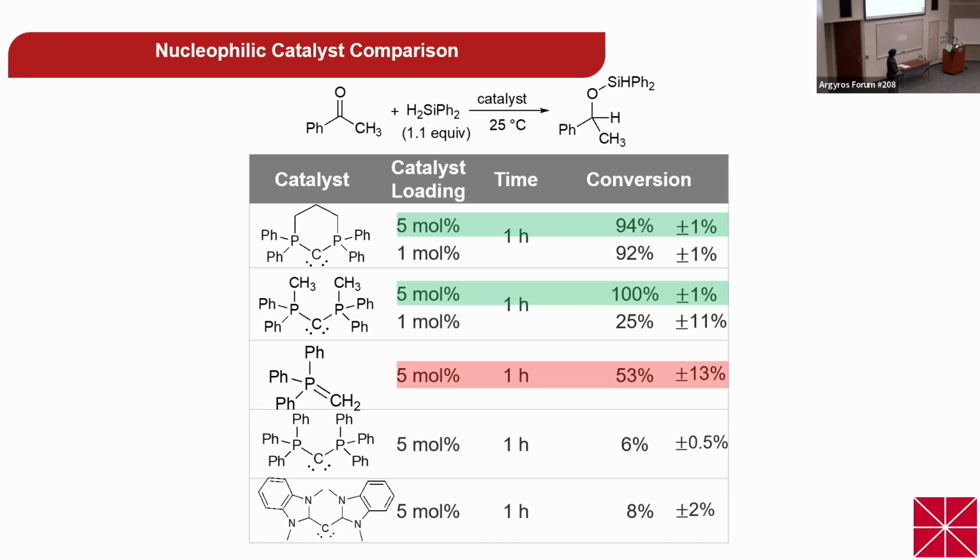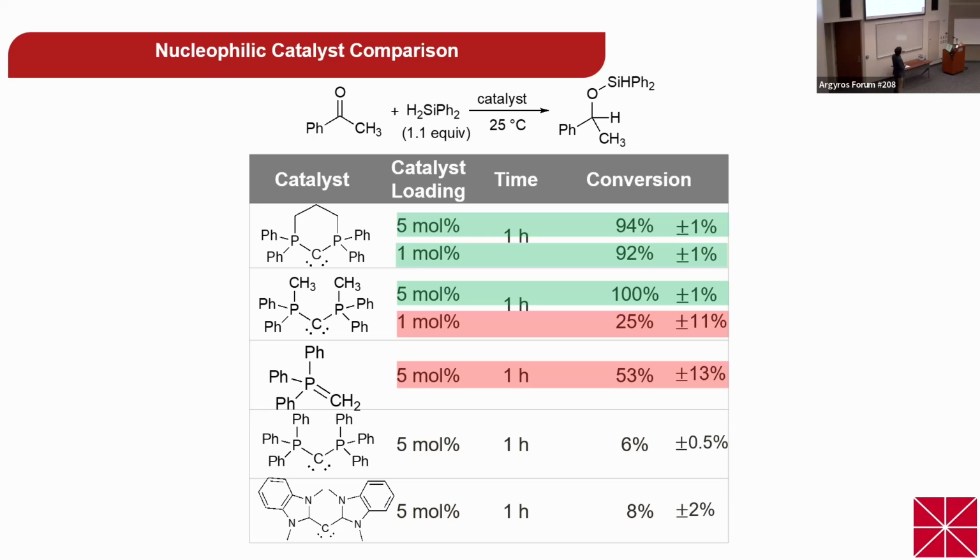Moving to 1 mol% for our effective catalysts, we found that our cyclic carbodiphosphorane was still performing very well, reaching 92% conversion, still within a 1% tolerance, so very reliable. However, our acyclic form reacted at 1 mol% to form 25% conversion with a much larger range, being 11%, meaning that it's a less reliable catalyst, not only having lower conversion percentage.